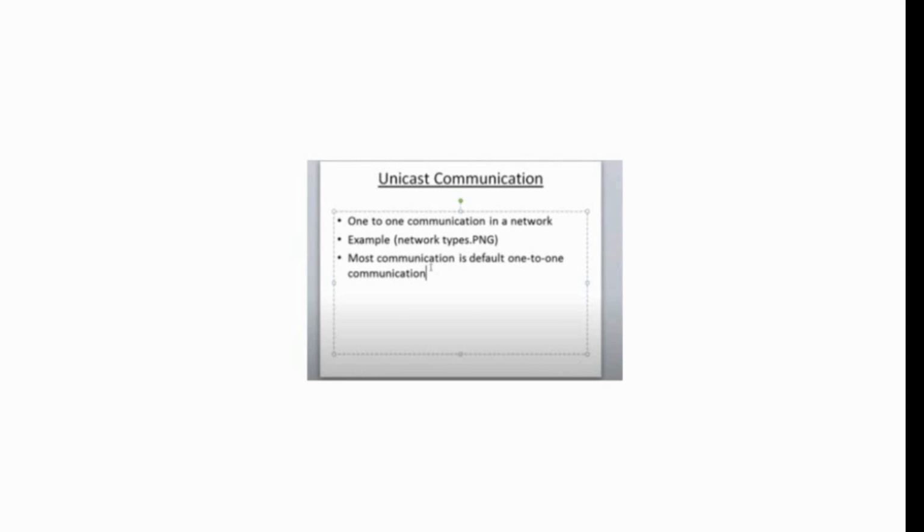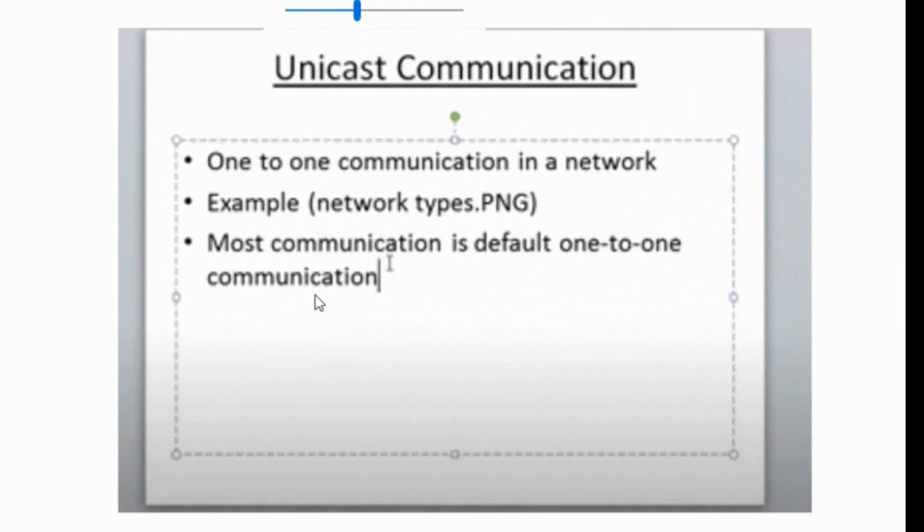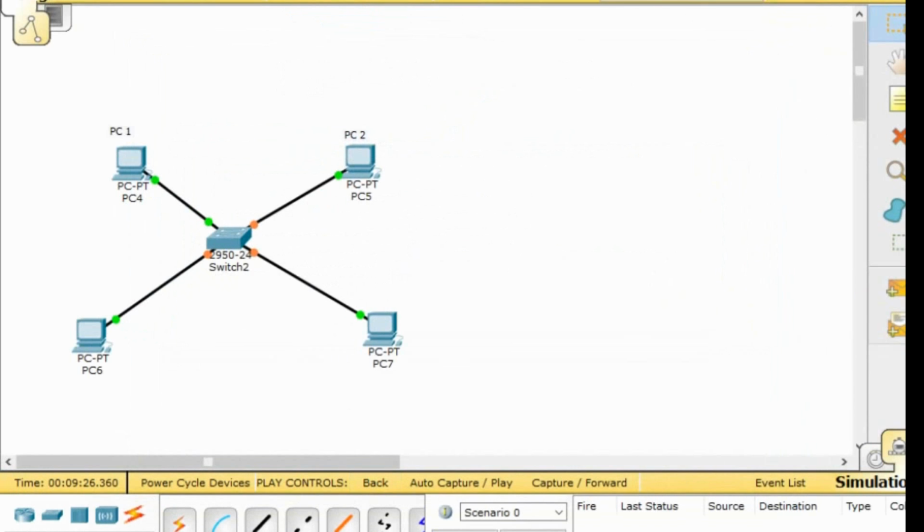So guys, I hope you understand about unicast. What is unicast about? Most communication is by default one-to-one communication. Okay, that's called unicast.